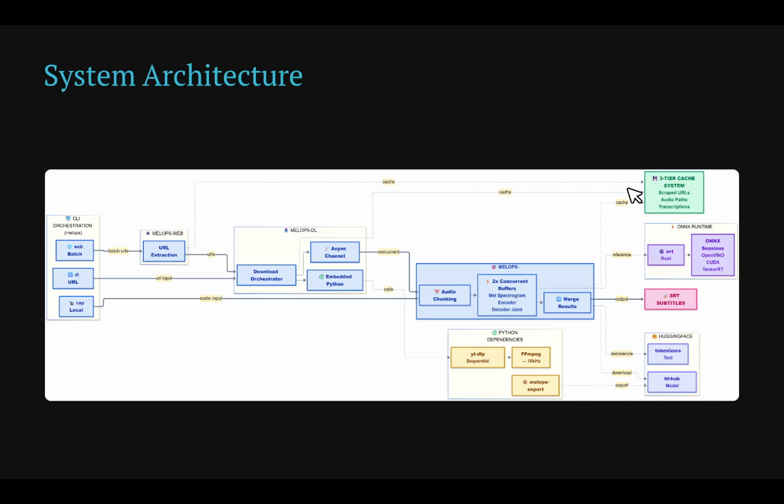Hugging Face Hub provides the model download and tokenizer. ONNX runtime handles inference with multiple execution providers like OpenVINO, CUDA, and DirectML. The cache system ensures the processing is interrupt-safe. And finally, the SRT generation with subtitle regrouping.